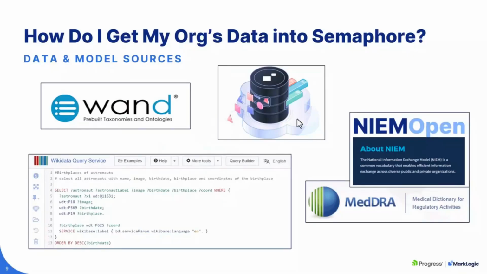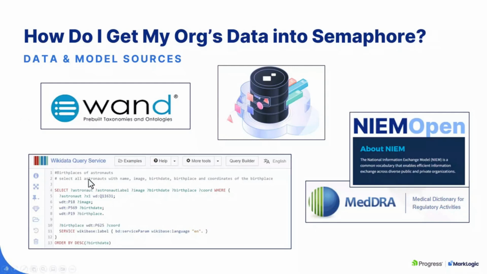So how do I get my data into Semaphore? It's always the big question. Well, there's a couple different ways of doing that. One is using our friends at WAND. That's one of our partners. They have a number of pre-built taxonomies and ontologies in a number of verticals, and they're in RDF format, which is great for Semaphore because you can just import it right in. Just a single document import, very simple. And they have a number of different taxonomies and ontologies to use.